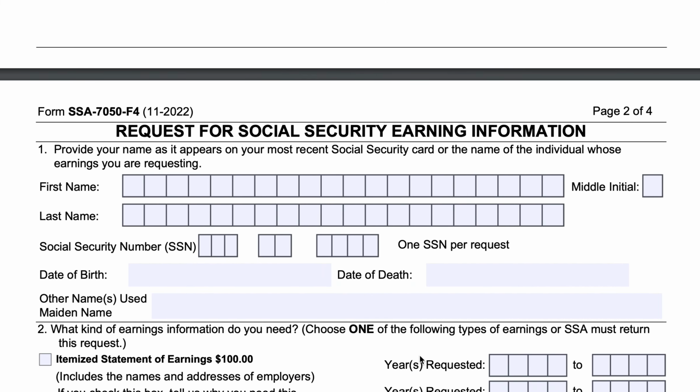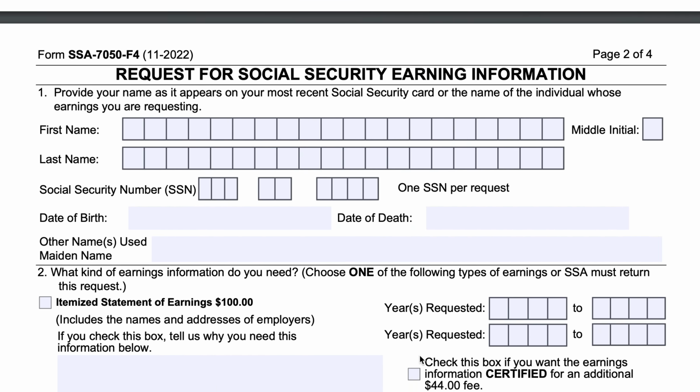So at the top of page 2 is the form itself. So you will enter your first name, middle initial, last name, Social Security number. It's important to note that it's one Social Security number per request. So if you are a married couple and you're looking to get Social Security earnings information for each of you, then you would have to file 2 distinct forms.